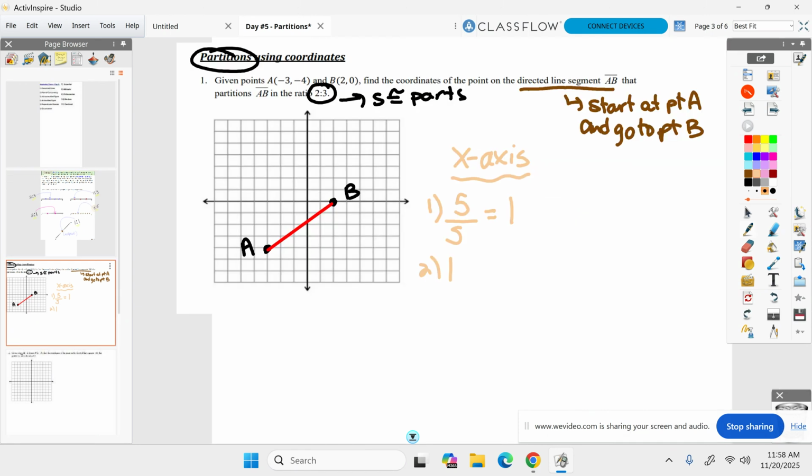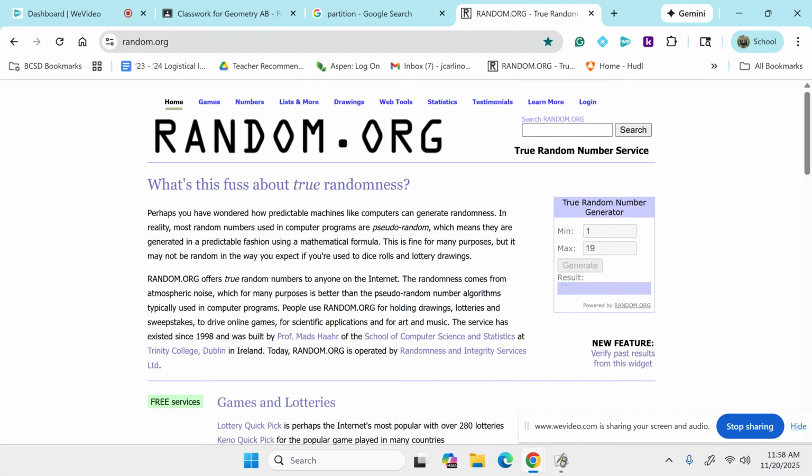So how many times do you have to go 1 unit? What's the first number in our ratio? I need to go 2 times 1 unit. So I go 1 unit, I'm there. That tells me I need to go 2 total units to get to where I need to go. 2 total units from where? Wherever we started. Go back, look at the 2 coordinates. Where did we start on the x-axis? At what number did we start on the x-axis?